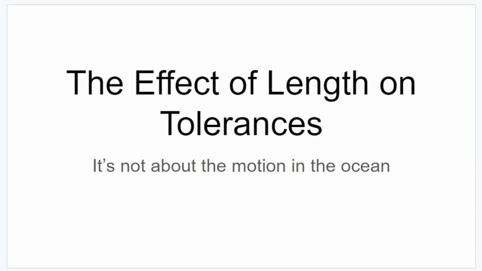Welcome back, everybody. So today I'm going to be talking about the effect length of a feature has on the tolerances that are applied to it. So in this situation that I'll be going over, I'm going to be referring to specifically parallelism.